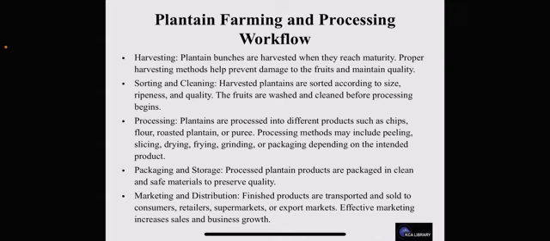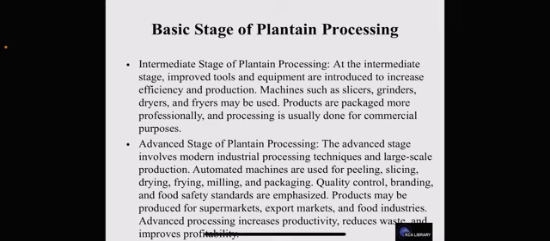Now packaging and storage is the next process. Processed plantain products are packaged in clean and safe materials to preserve quality. Some are packaged in nylon, white nylon, transparent nylon, and branded nylon and so on. Another one is marketing and distribution. After that, finished products are transported and sold to consumers, retailers, supermarkets or export markets. Effective marketing increases sales and business growth.